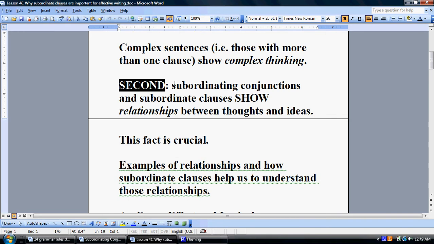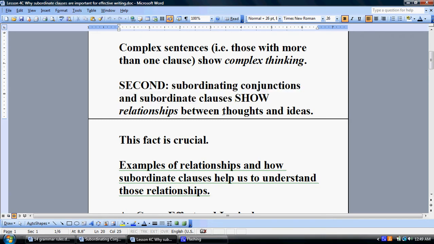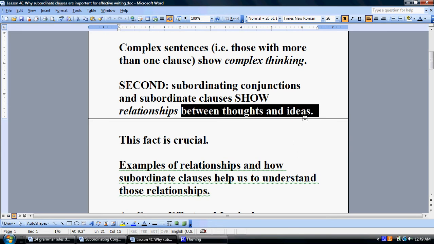Secondly, and I think this is a really big deal, and I'm going to harp on this, subordinating conjunctions and subordinate clauses show relationships between thoughts and ideas. And that's a big key, and this is why you need to use subordinating conjunctions and subordinate clauses.